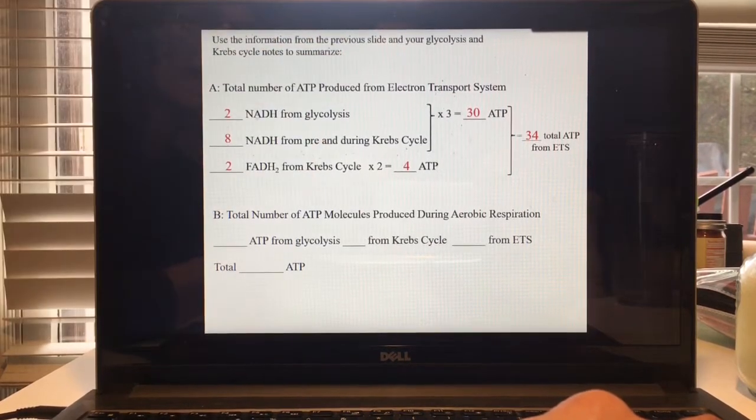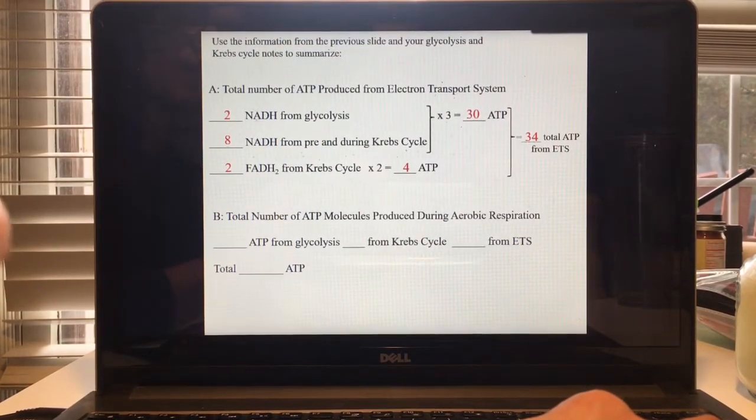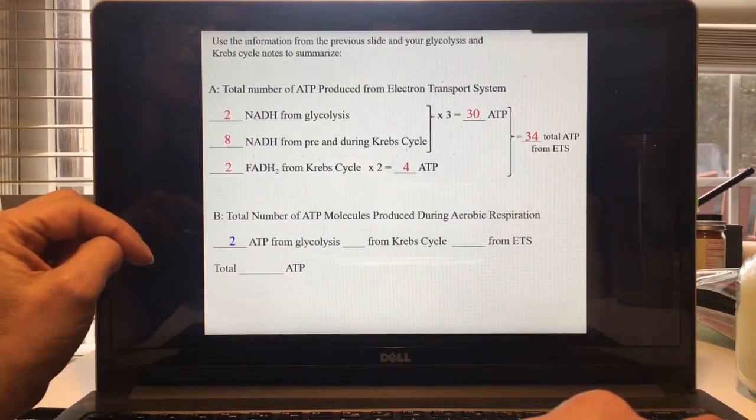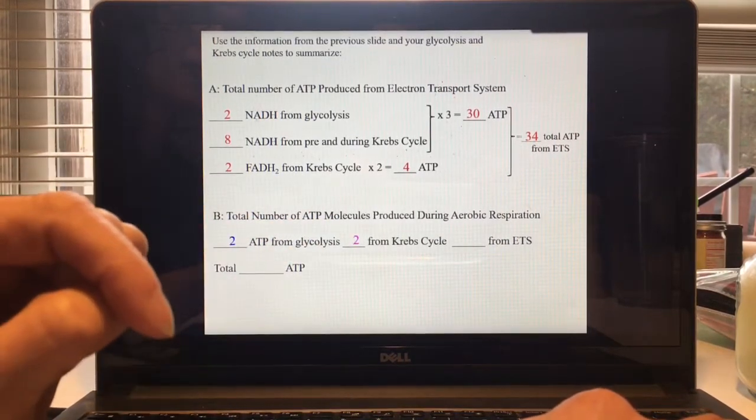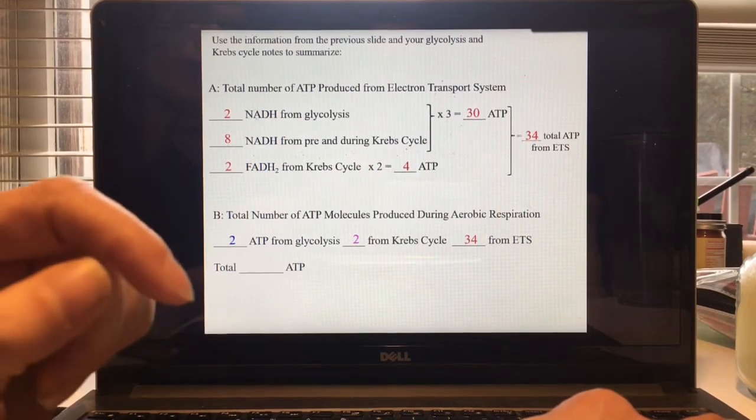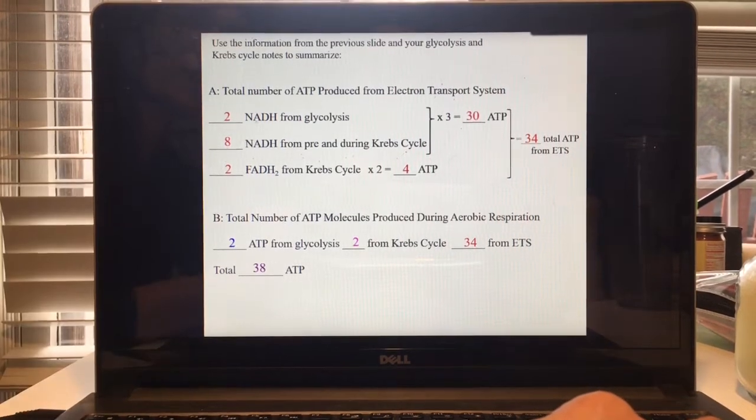Now, if we're going to add that to the ATP previously produced, we would get 2 ATP from glycolysis, 2 from Krebs cycle, and 34 from the ETS. And if we total this all together, it's a total of 38.